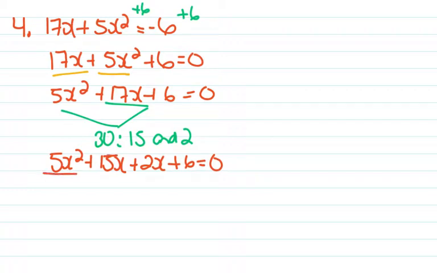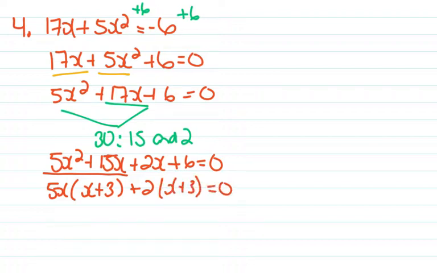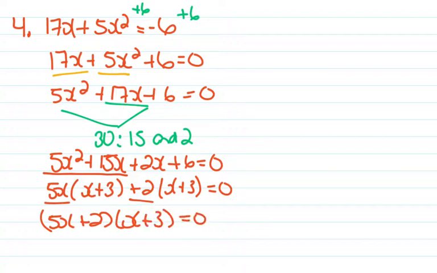Factor by grouping. So this first group here, I could take out a 5x, and I'll be left with x plus 3. The second group, I can take out a 2, and I'll be left with x plus 3. My final factors are 5x plus 2 times x plus 3 equals 0.